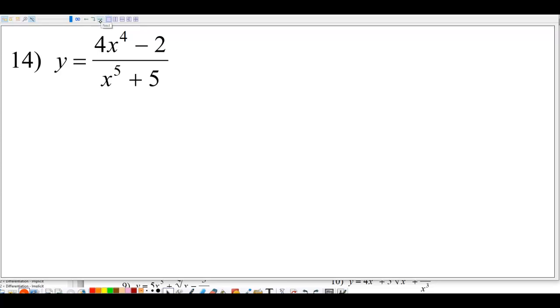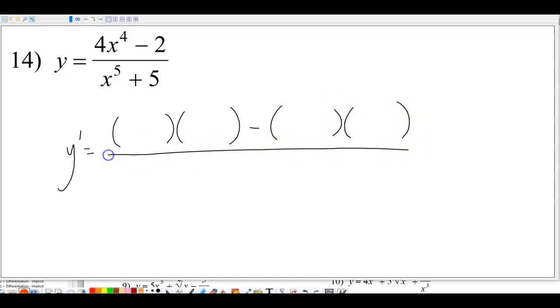Number 14 is to help you remember to do the quotient rule. Now, how do I know to do the quotient rule? What's an important part of this test is not just knowing each rule, but knowing when to use the rule. You should be able to look at this and know, oh, I need to use the quotient rule. How would you know? Because it's a fraction. Once you know that, then you're ready to apply the quotient rule. The quotient rule is low d high minus high d low. Draw a line, square below.